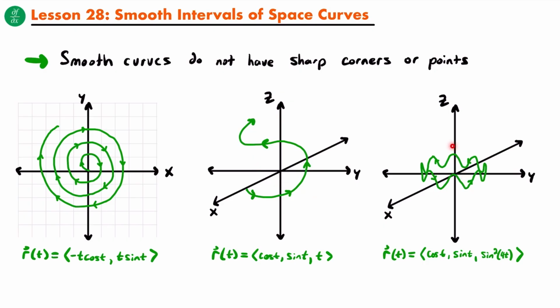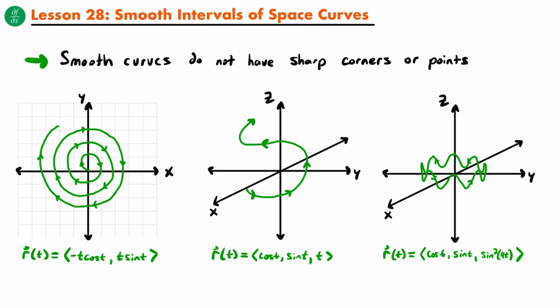And then finally, with this space curve, you can sort of see we have these waves that are making their way around the z-axis. This also has no sharp corners or points. It does have a lot of curves, it goes up and down a lot, but none of those curves are sharp. There are no corners or any areas where the curve comes to a point. Okay, so I hope these curves make it very clear what it means for a curve to be smooth.